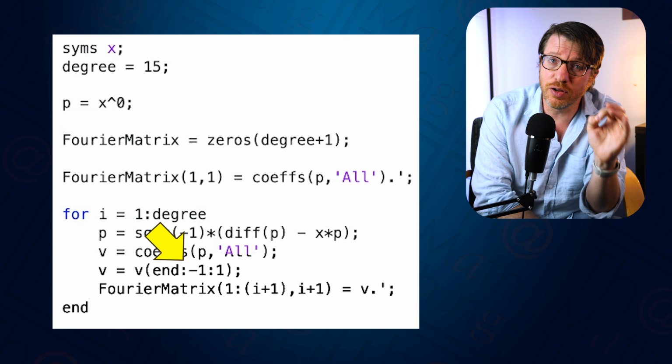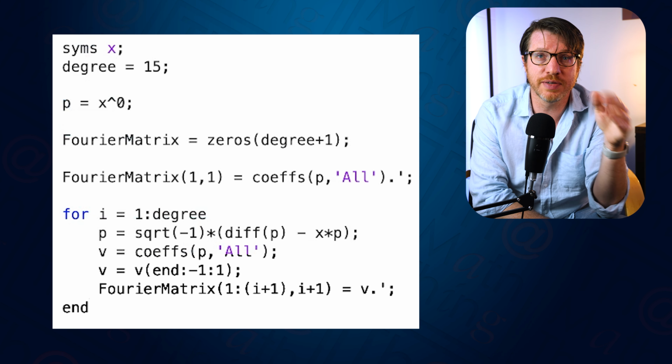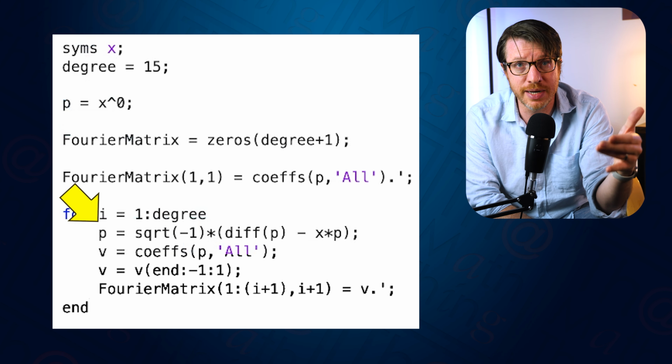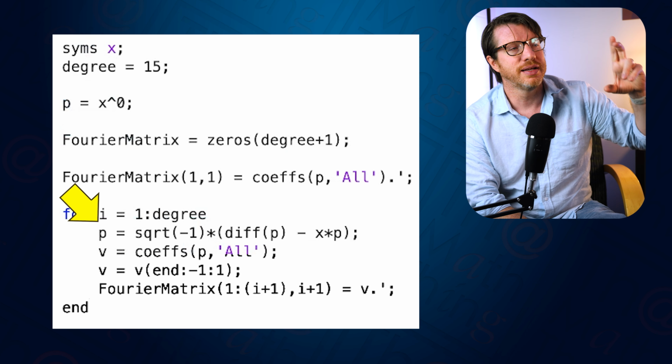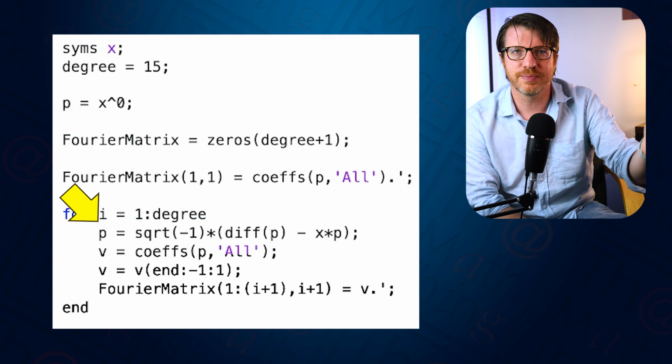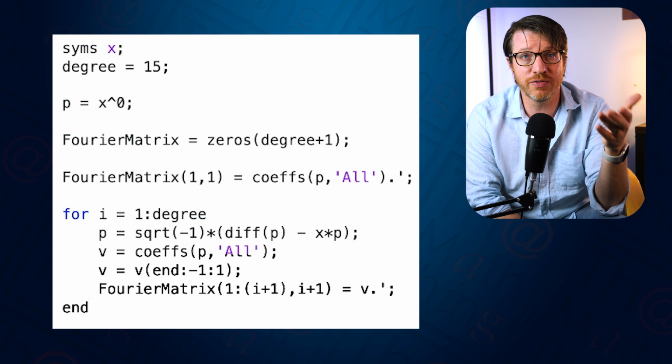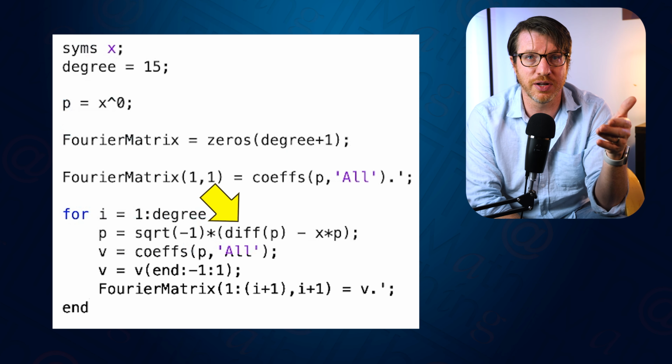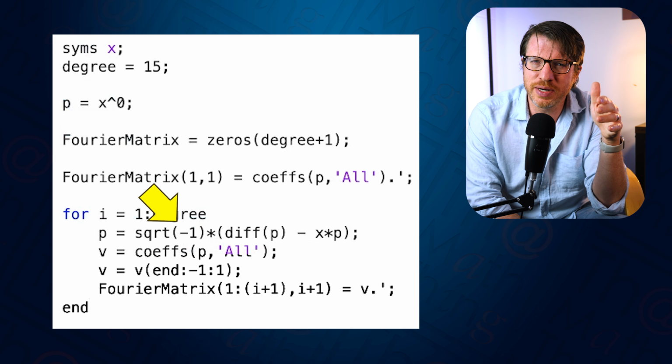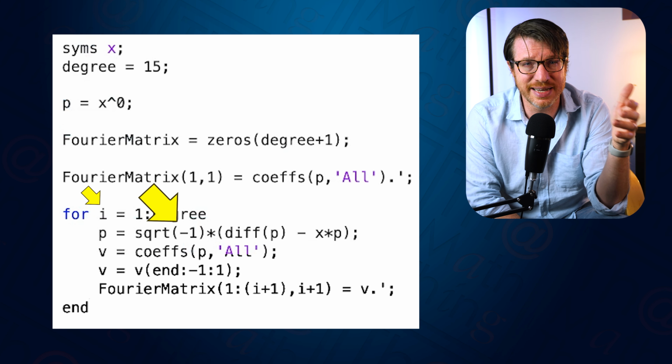Now the loop itself is really here to recursively change p according to the formula that we determined a minute ago, and then stuffs these coefficients into the Fourier matrix. The recursive formula uses the diff command, or the derivative function for the symbolic functions. I also use the square root of minus 1 here because I often have i as an index for loops, and I don't want to confuse that with the imaginary number.